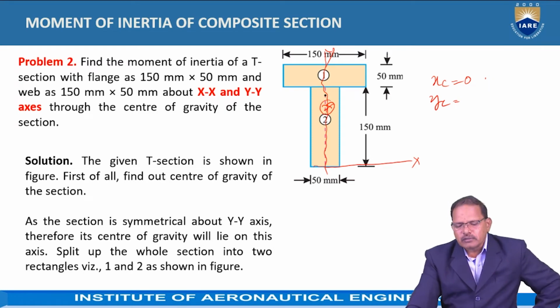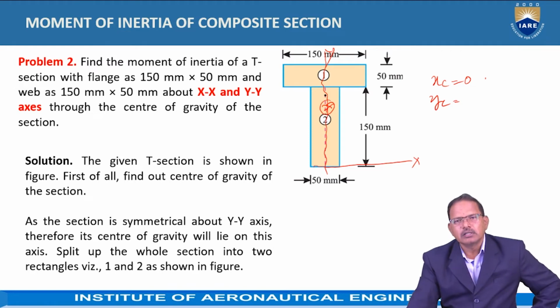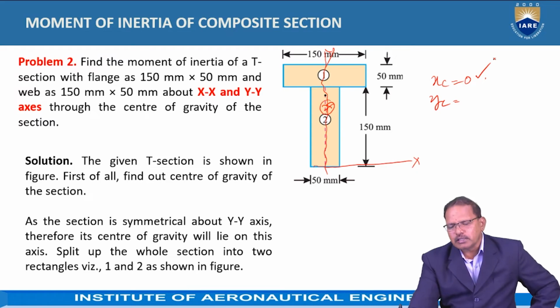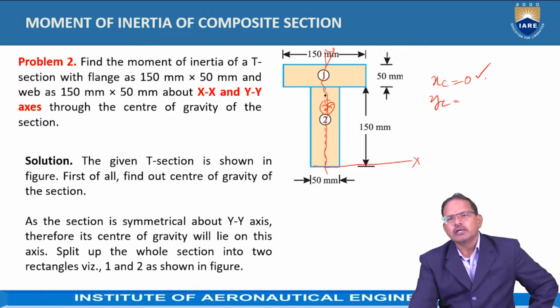That means first of all we have to determine the central gravity of the composite section. Already I told you, since it is symmetrical about the vertical line, that is treated as the vertical axis, and the bottom line of the figure is treated as the horizontal x-axis. Hence, since it is symmetrical about the y-axis, the position of the centroid lies on the vertical line only. That means it is not required to determine the x coordinate, since x is equal to 0. Only we have to determine the position of yc.